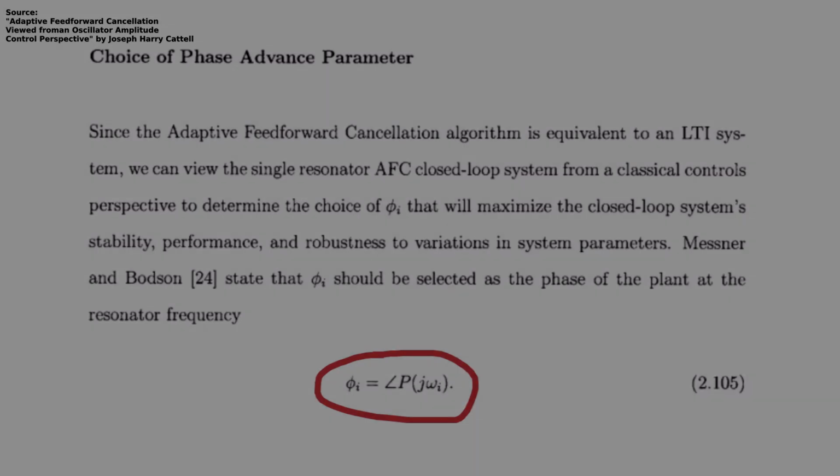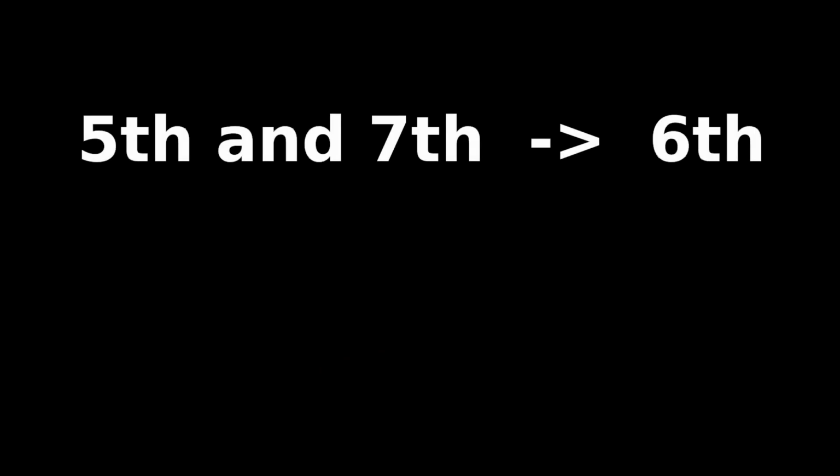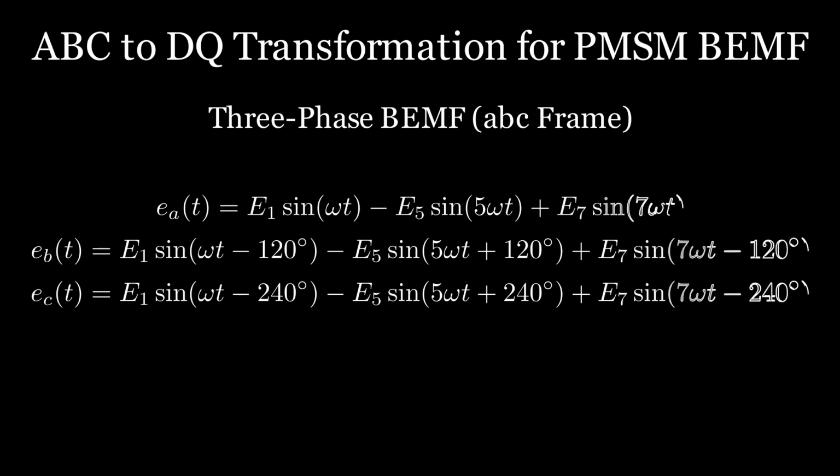By the way, I mentioned that the harmonics are the 5th and 7th, and that the chosen AFC harmonic is subsequently the 6th, but I didn't explain why. Let's get into it now. Let's take sine waves with the 5th and 7th harmonics in the ABC reference frame. I added a negative sign to the 5th harmonic because it's a negative sequence harmonic, and it reverses the phase sequence, as opposed to the 7th harmonic, which is considered a positive sequence harmonic.